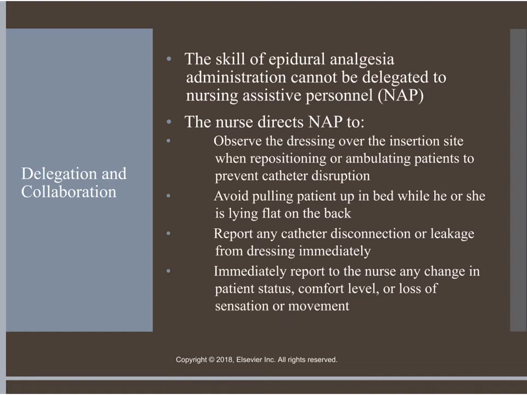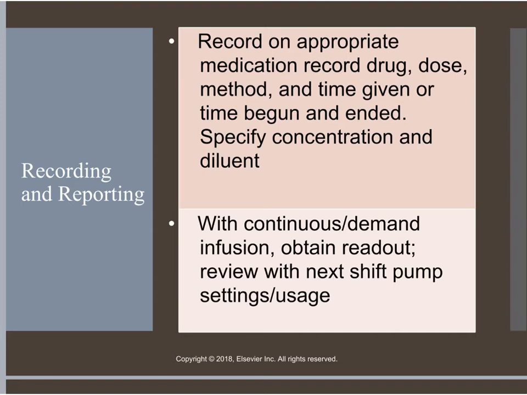The nurse can direct the NAP to observe the dressing over the insertion site when repositioning or ambulating patients to prevent catheter disruption. Avoid pulling the patient up in bed while he or she is lying flat on the back, which can dislodge the epidural catheter. Report any catheter disconnection or leakage from the dressing immediately. Immediately report to the nurse any change in patient status, comfort level, or loss of sensation or movement. Record drug dose, method of administration, whether it was a bolus, on demand, or continuous, and the time the medication was given.